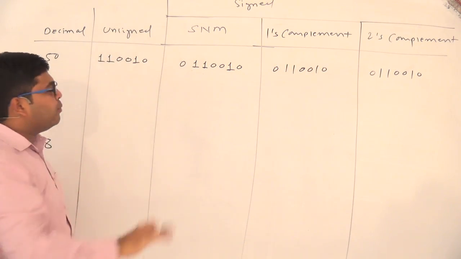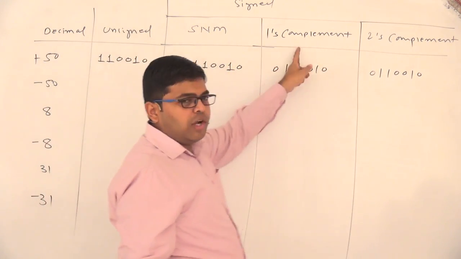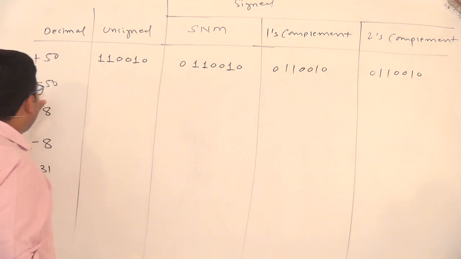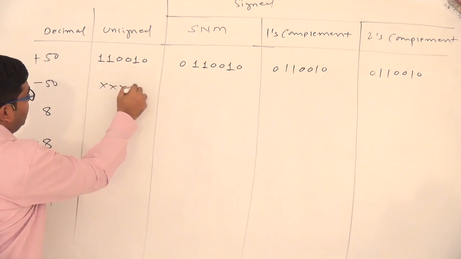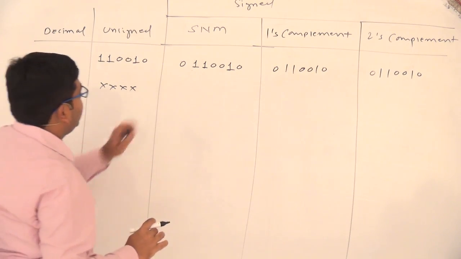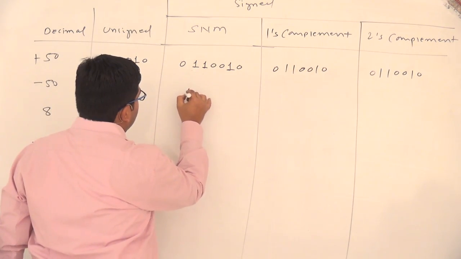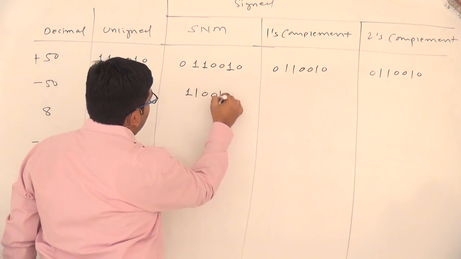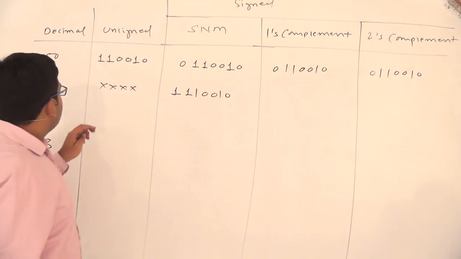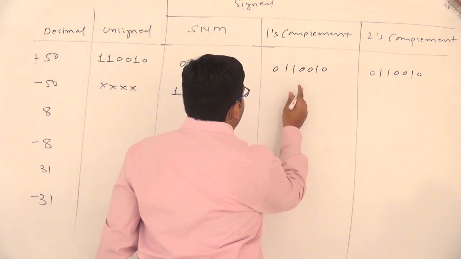So 0 is very important when you want to represent positive numbers in sign and magnitude, 1's complement as well as 2's complement. Fine. Now second, minus 50 cannot be represented in unsigned, negative numbers cannot be represented in unsigned. Then minus 50 in sign and magnitude. So magnitude is 50, sign is minus. First of all you write down the magnitude 1, 1, 0, 0, 1, 0 and the sign is negative, so you add 1. Then in 1's complement, you first of all write down plus 50.